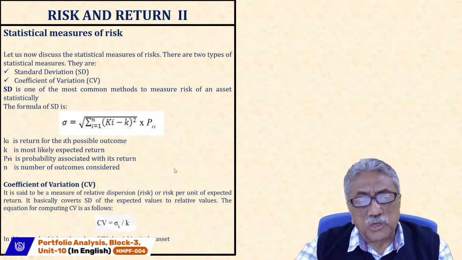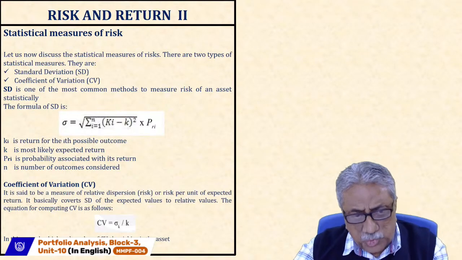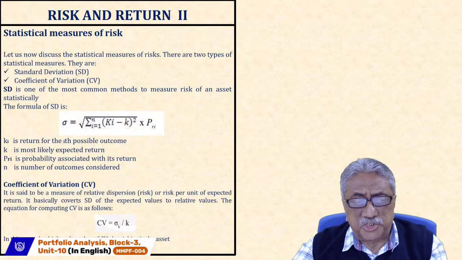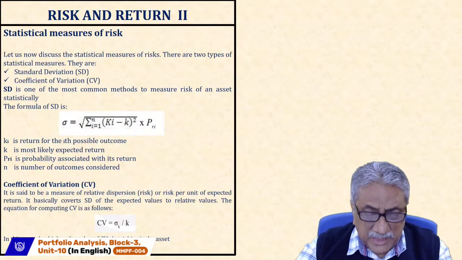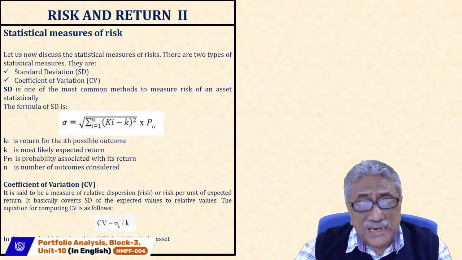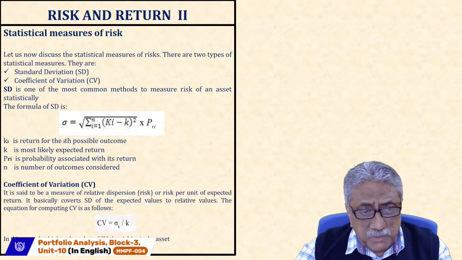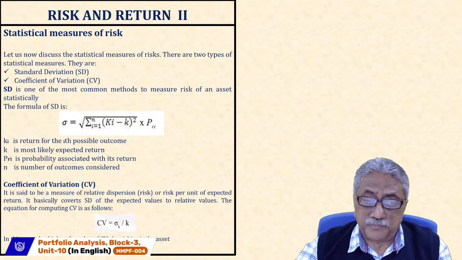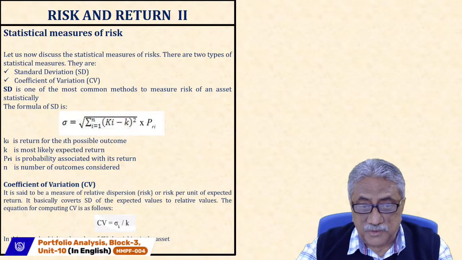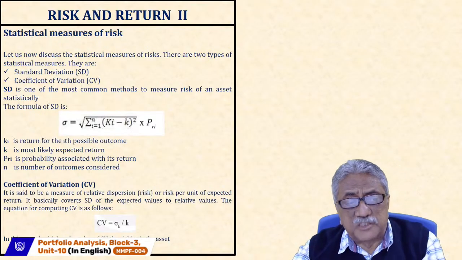Now we come to the coefficient of variation. This variation that is happening, we have to find its coefficient mathematically. It is said to be a measure of relative dispersion or risk per unit of expected return.